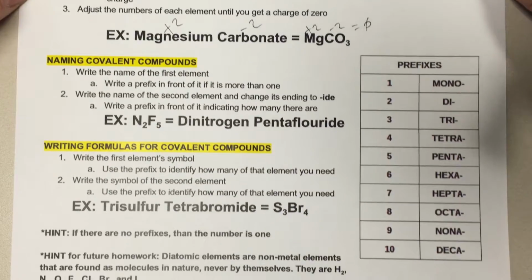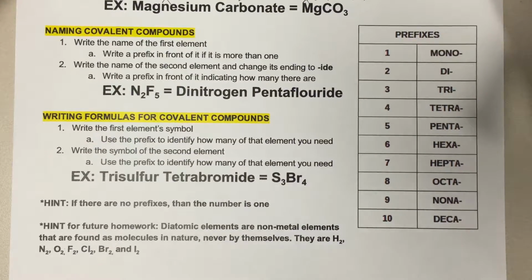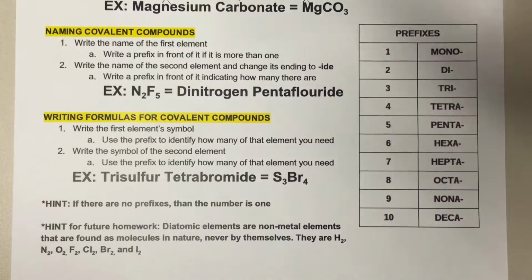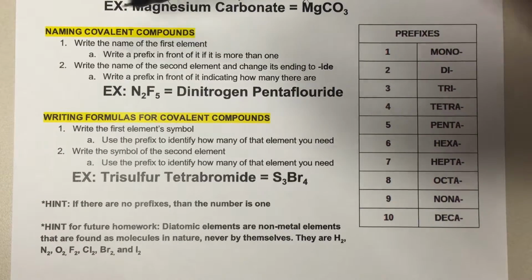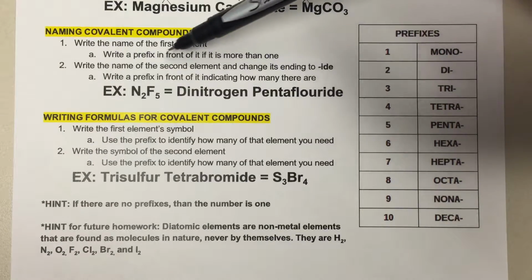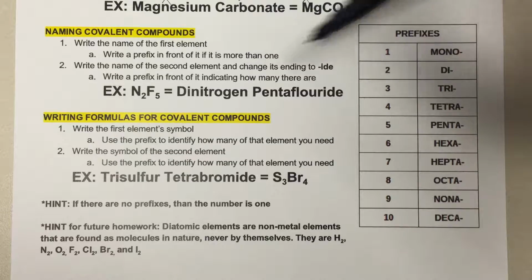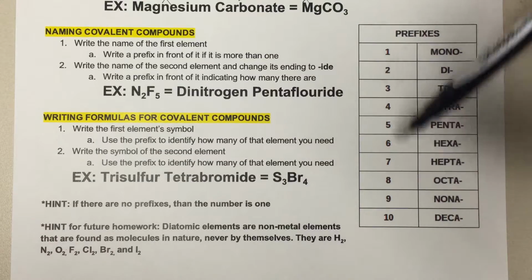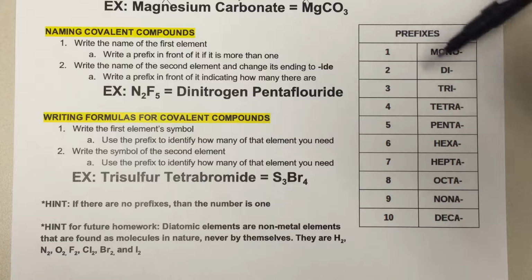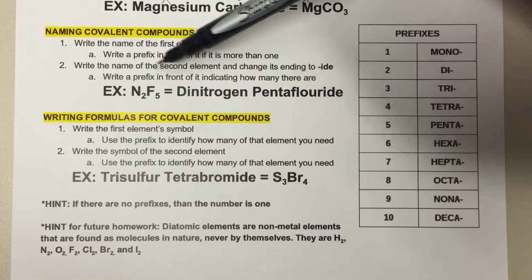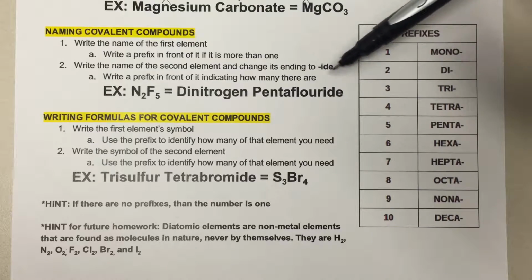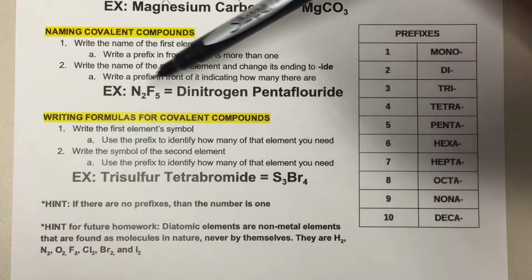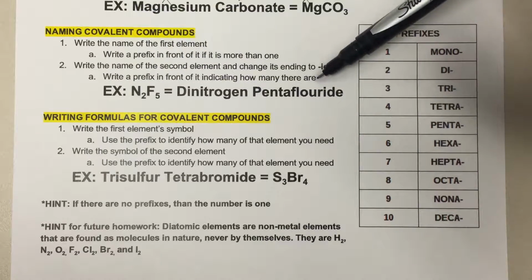Covalent compounds, which are these yellow guys, are a lot easier. So let's take a look at those. Naming a covalent compound, you write the name of the first element, and then you write a prefix in front of it if it is more than 1. And you memorize these prefixes, okay? That'll help you a lot. 1 mono, 2 di, and so on. Then you write the name of the second element, you change its ending to IDE, very similar to how you named ionic compounds. Then you write a prefix in front of it, indicating how many there are.